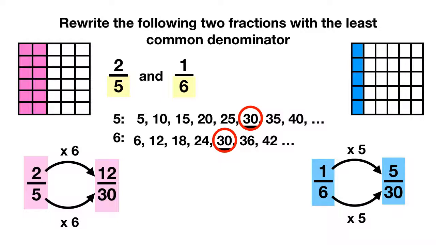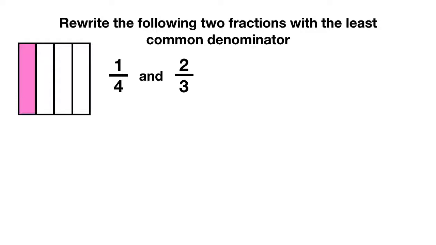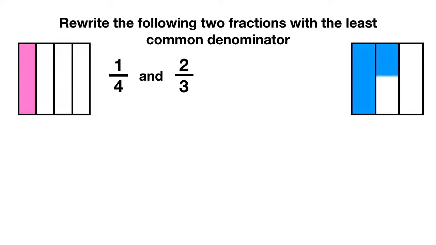So when we rewrite our fractions, we can say 2/5 is 12/30 and 1/6 is 5/30. There's our answer. Now you will have a chance to try some of these problems on your own. Rewrite these fractions with the least common denominator. We'll all start by drawing out the fractions 1/4 and 2/3.